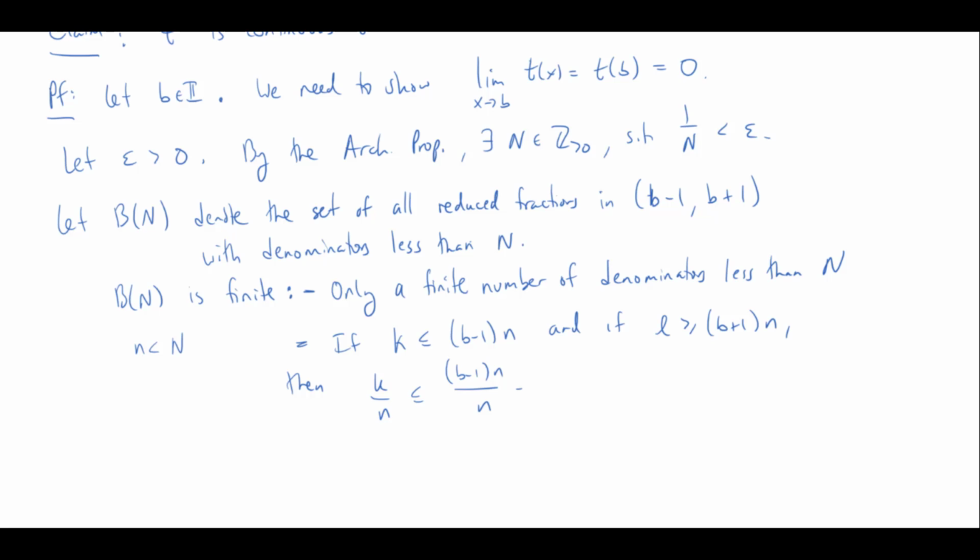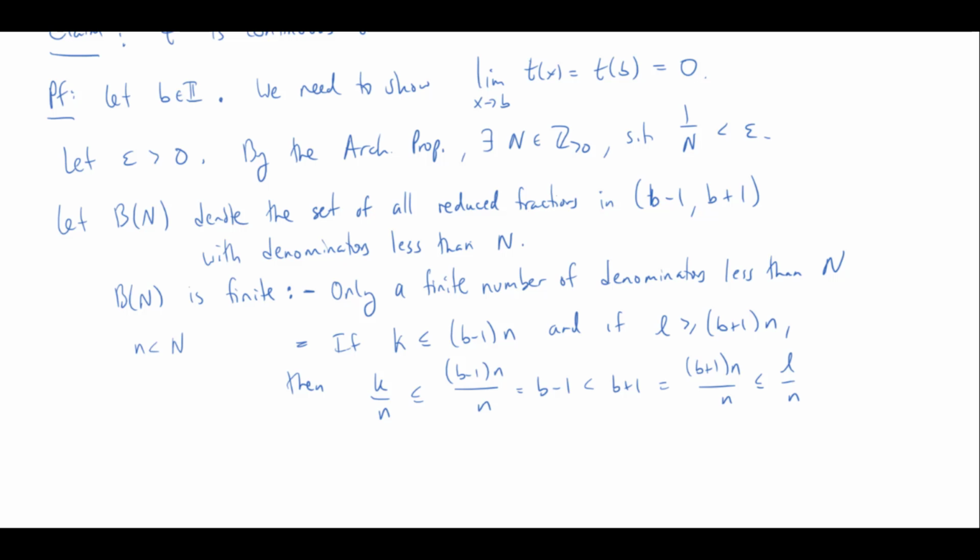But this is equal to b minus 1, which is less than b plus 1, which is equal to (b plus 1)n over n, which is less than or equal to L over n. Okay, and so what's the point of all this nonsense?